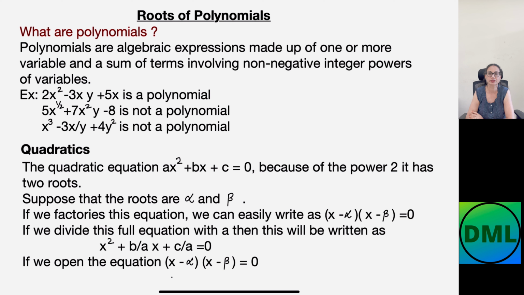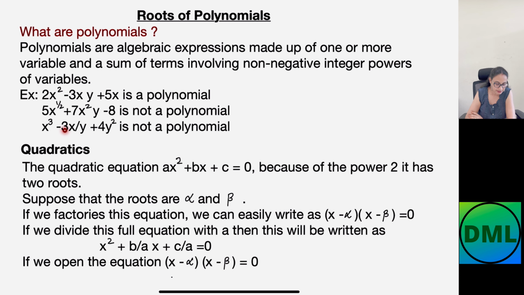Let's understand this with a few examples here. 2x squared minus 3xy plus 5x is a polynomial because the power here is 2, and here the power is 1, and the power is 1 here. This equation consists of two variables x and y and all the powers are positive, so that's why it is a polynomial. If we see the next example here, 5x to the power half plus 7x squared y minus 8 is not a polynomial because the power of x is half, it's a fraction. So when there is a fraction in the power, it is not considered a polynomial.